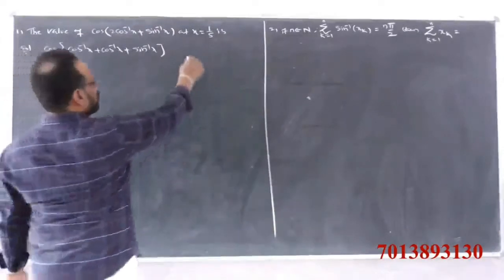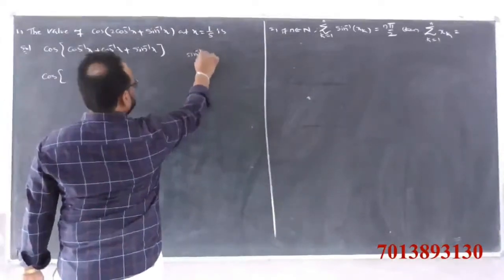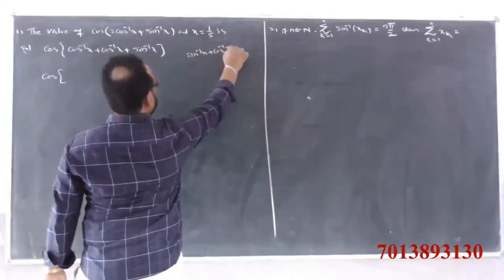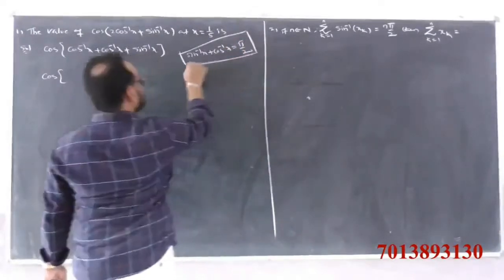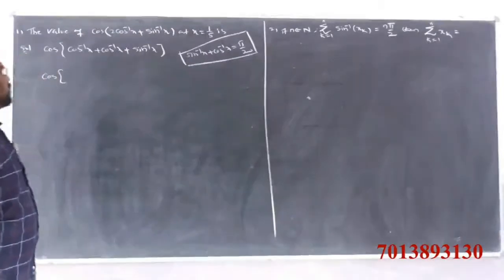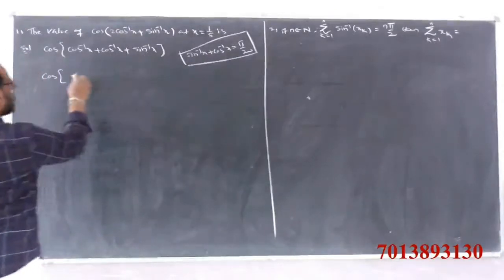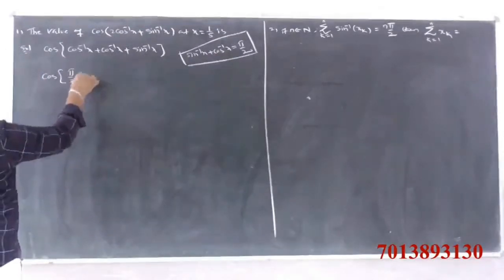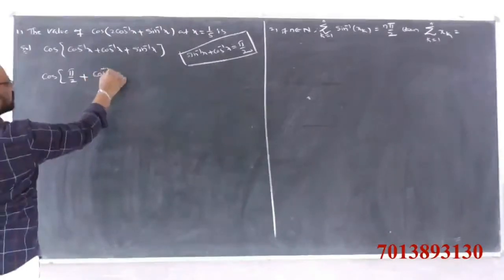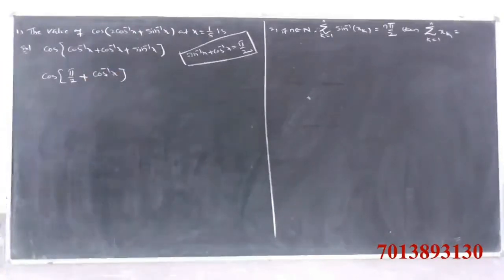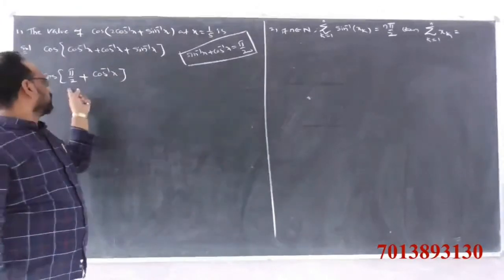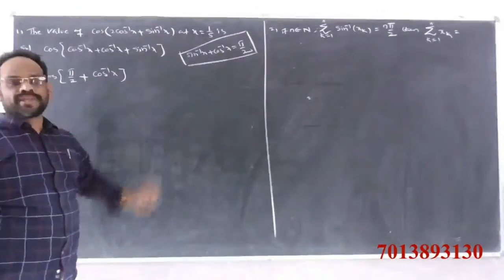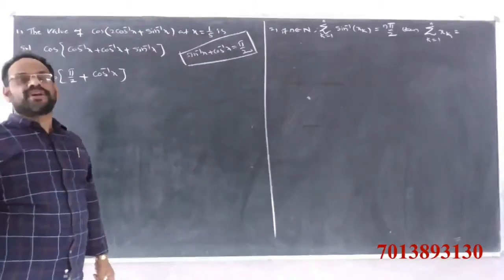Cos inverse x we already know. That is sin inverse x plus cos inverse x. What is its value? Clearly pi by 2. So this can be written as pi by 2 plus the remaining cos inverse x. Pi by 2 plus cos inverse x, where pi by 2 is already 90 degrees.